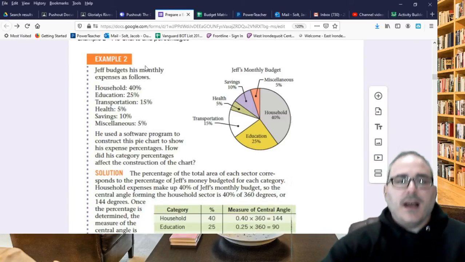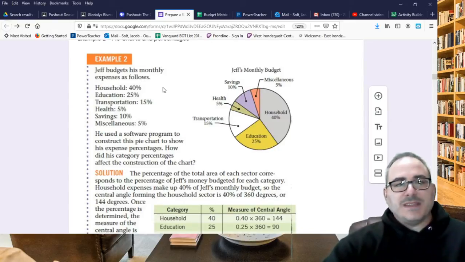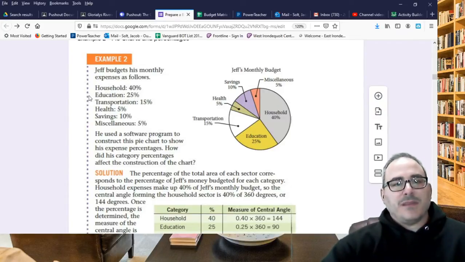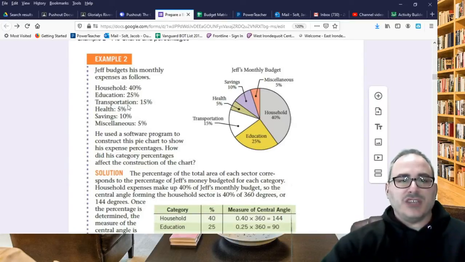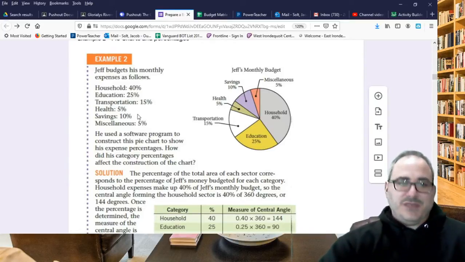So Jeff budgeted his monthly expenses as follows. 40% of his monthly budget is household expenses. 25% of his monthly budget is education expenses. 15% of his expenses is transportation. 5% for health. 10% for savings.